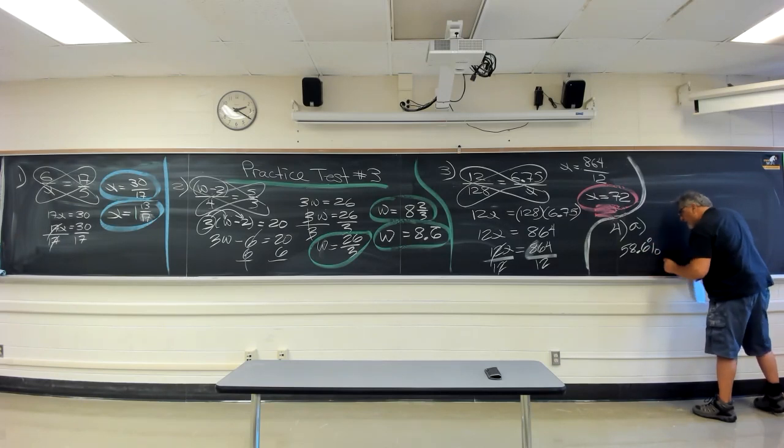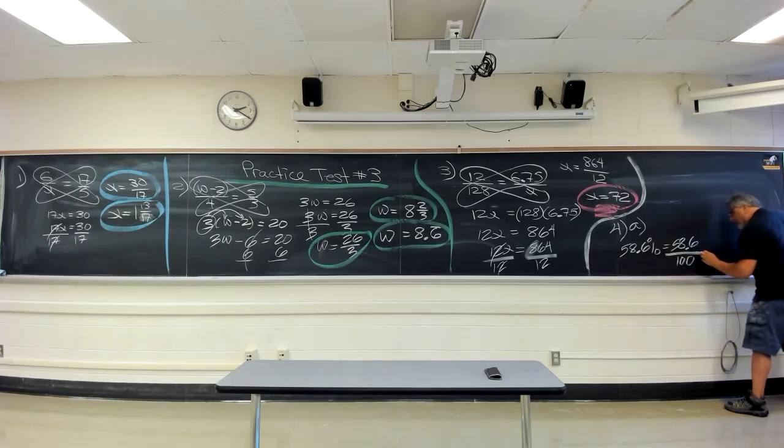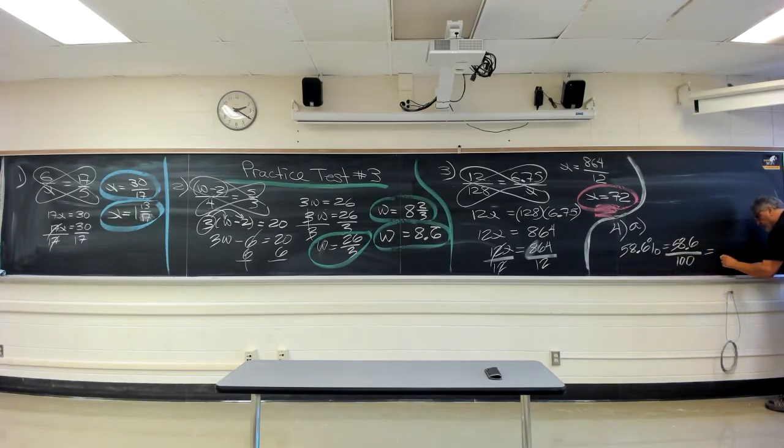58.6% means 58.6 per 100. If you divide by 100, they wanted it as a decimal. Let's get it done. 0.586.